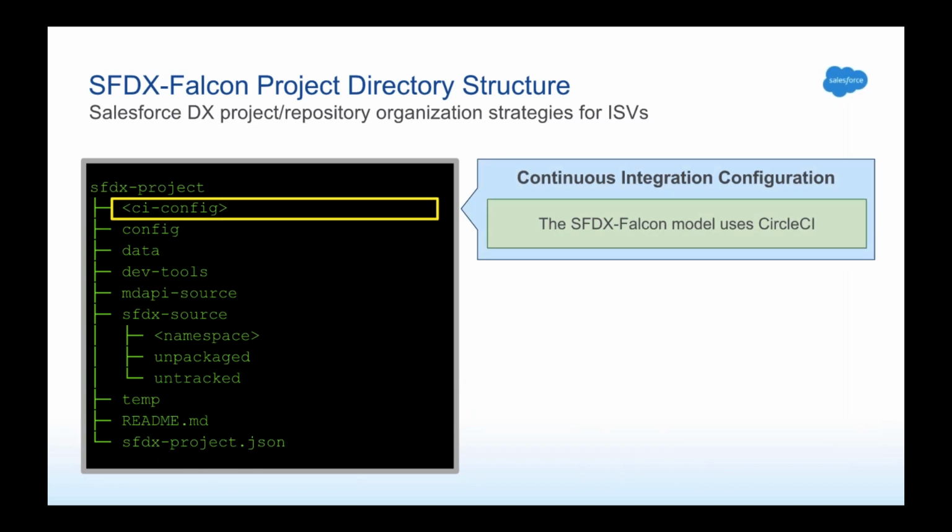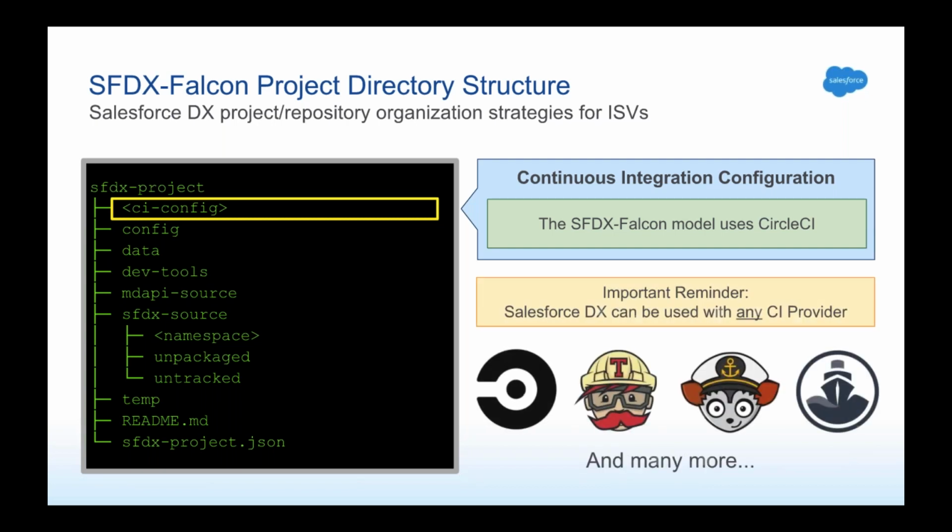Now let's look at another thing. If you're going full-blown Salesforce DX, you really want to have some continuous integration added to the mix. So there's going to be some kind of CI config that you're going to have. Now, this SFDX-Falcon model uses Circle CI, but again, I'll take a moment to remind everyone that you can use Salesforce DX with any CI provider. In fact, there's a great bit on how to connect to Travis CI in the Trailhead that talks about getting started with Salesforce DX. So keep that in mind.